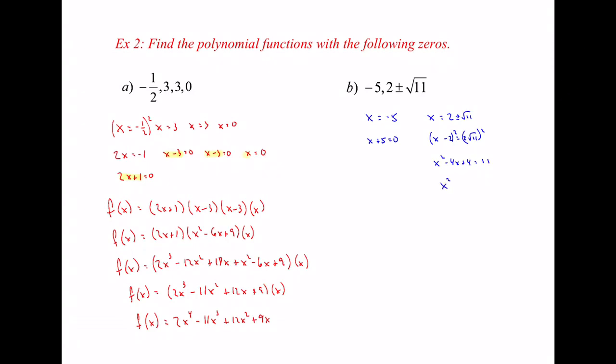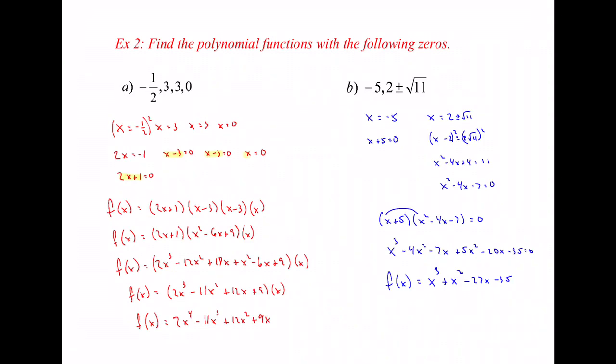And now if you subtract 11 to the other side, you get x squared minus 4x minus 7. And then go ahead and multiply those 2 factors together. And so you can now see multiplying the binomial times the trinomial. I expanded it all out, used the distributive property with the x on all 3 and then the 5 on all 3. Combine my like terms, got f of x equals x cubed plus x squared minus 27x minus 35. So that's how you take the roots or the zeros of a polynomial function and work backwards to figure out what function gives you those roots.